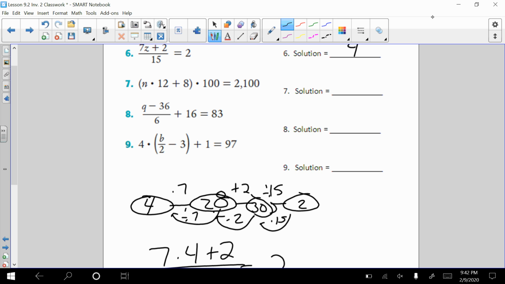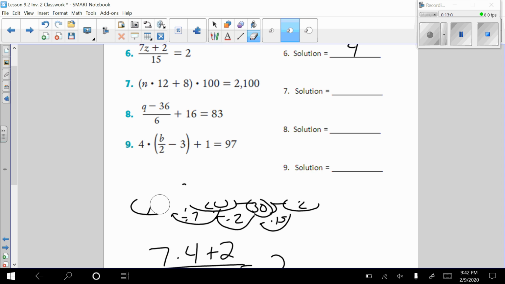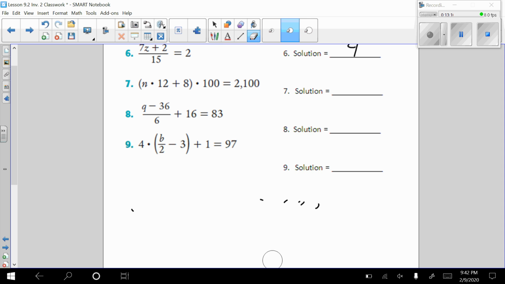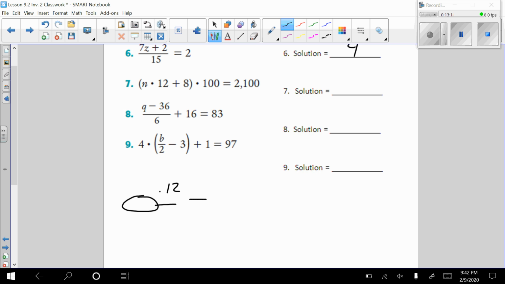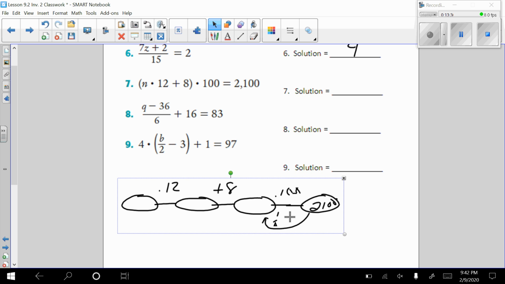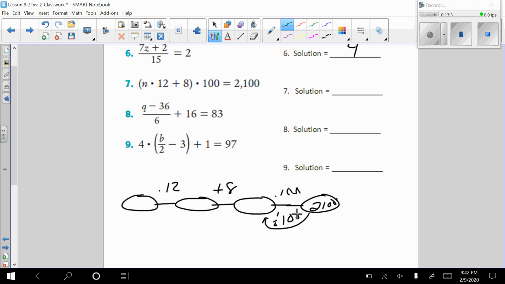All right, let's see where we're at. Let's go ahead and do number 7 together. Here we go, making our circles to see what we're going to get. First thing I do to the variable is I times it by 12. Then I have to add 8 to it. Then I'm going to have to multiply it by 100, all to get to 2,100. Well, the opposite of multiply by 100 is to divide it by 100. That gets me to 21.